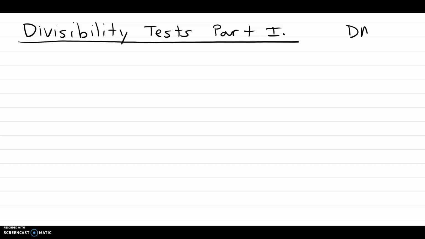Make sure you put today's date in the upper left-hand corner or right-hand corner of your notes.